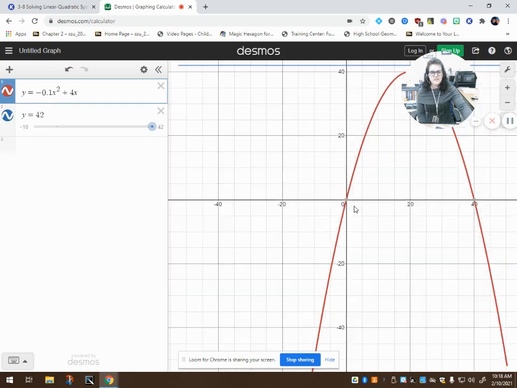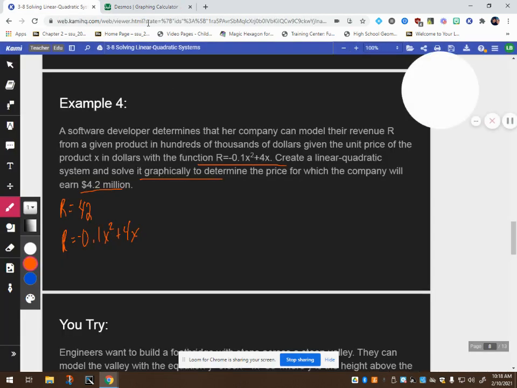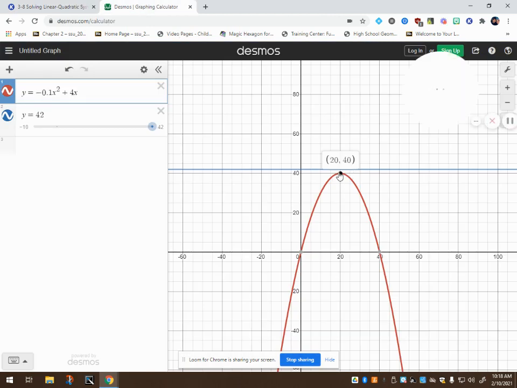Okay, so let's look at this graph. If you look at the parabola, the revenue only reaches a high of 40. It was in hundreds of thousands of dollars, so we wouldn't say 40 times 100,000. That would be 4 million. So it reaches 4 million.